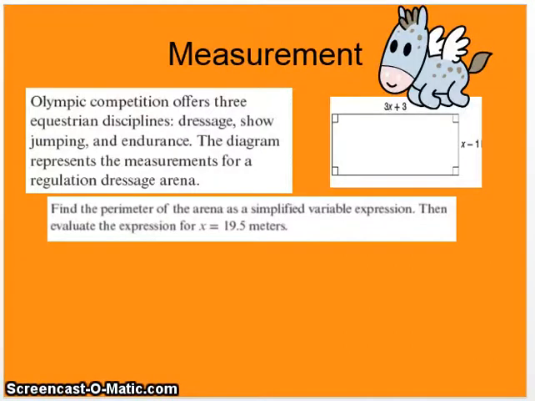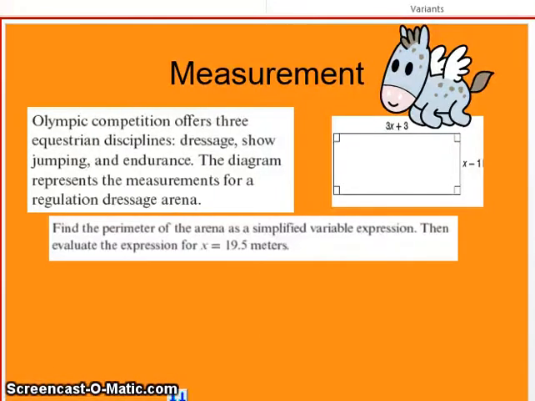Alright, this last one is about measurement. Another example, it needs to be in your notebook. Olympic competition offers 3 equestrian disciplines: dressage, show jumping, and endurance. The diagram represents the measurements for a regulation dressage arena. Find the perimeter of the arena as a simplified variable expression. Then evaluate the expression for x equals 19.5 meters.